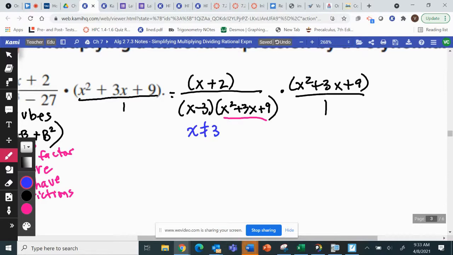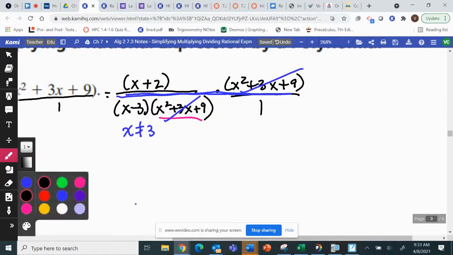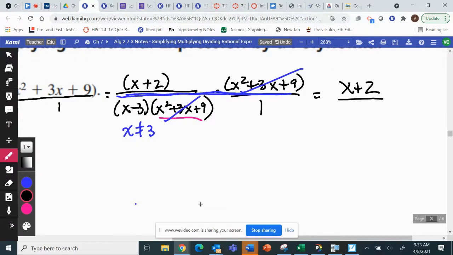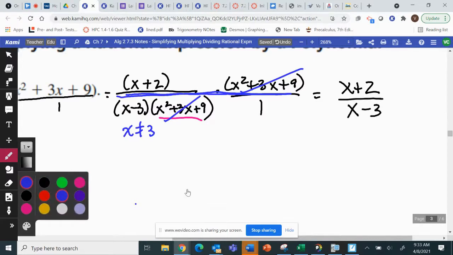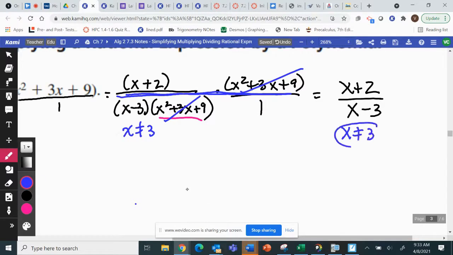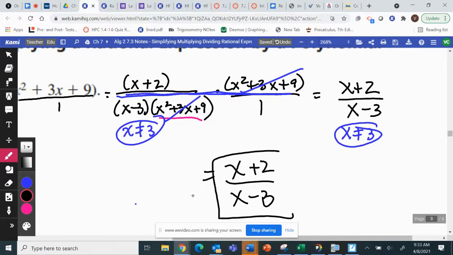Yay, less work. Now I'm going to multiply these two fractions together. Here I go. I'm multiplying them, and they're multiplied. Can anything cancel? That big ugly thing? Yes. So we get x plus 2 over x minus 3. Check my domain restrictions. X does not equal 3. They are the same. That means when I write my answer, I don't write anything extra. If the domain restrictions are exactly the same, you don't have to write anything extra.